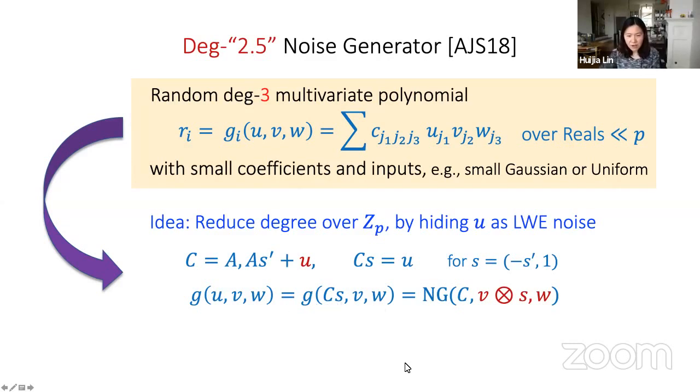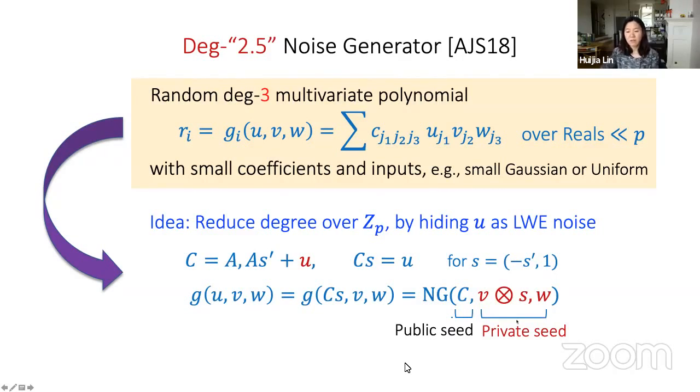I can do a change of variable. Now, this function G, I can rewrite as a different polynomial, which acts on C and also on V tensor S, comma W. The nice part is that I can view this C, which is the LWE sample, as something public, and we call it the public seed of this noise generator. And the rest that must be hidden is what we call the private seed.